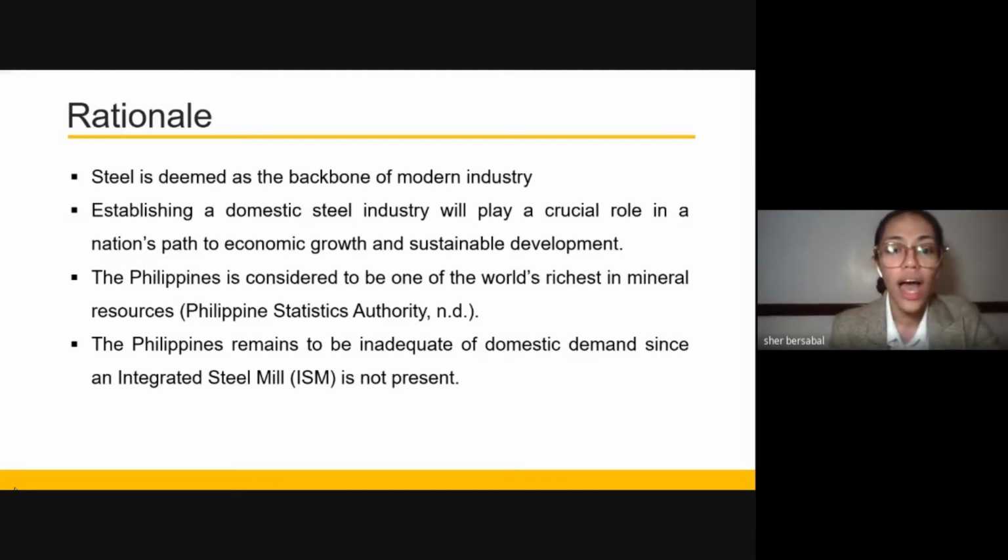For this reason, our study intends to focus on evaluating the steel production chain of the Philippines steel industry with respect to the selected major steel producing countries. Now, let us proceed to the presentation of the review of related literature.